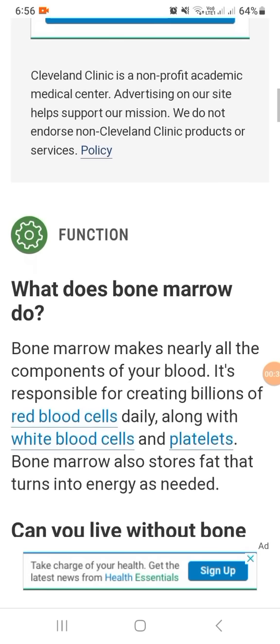What does bone marrow do? Bone marrow makes nearly all the components of your blood. It is responsible for creating billions of red blood cells daily, along with white blood cells and platelets. Bone marrow also stores fat that turns into energy as needed.